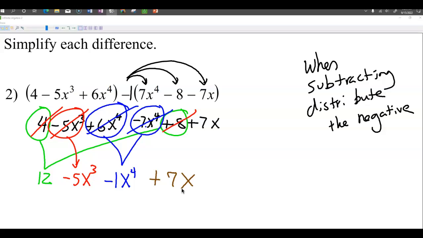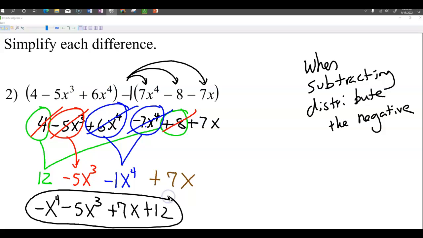But once again, we want to put these things in order from biggest power to lowest. So that would be the negative x to the fourth. I'll get rid of the 1 this time, because once again, on your multiple choice test, they're not going to have a 1 there. So negative x to the fourth comes first, minus 5x to the third, plus 7x, plus 12. So there's our final answer there.